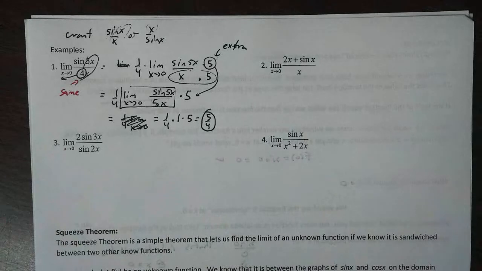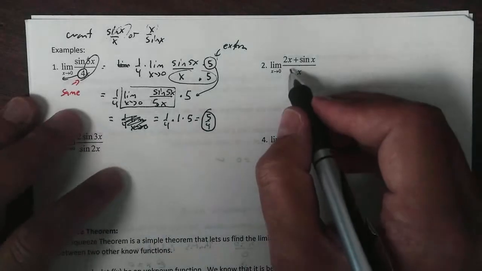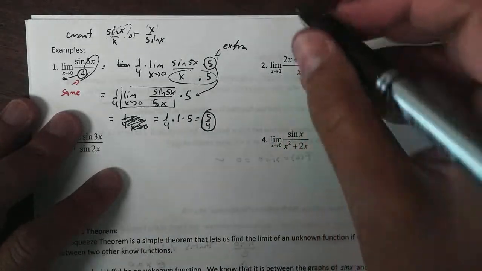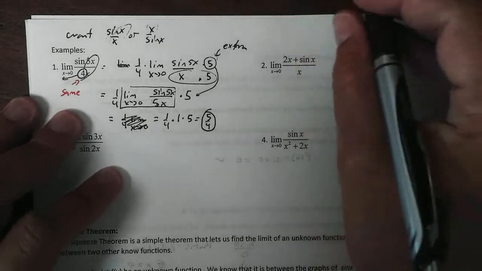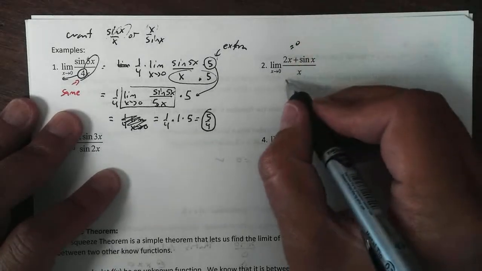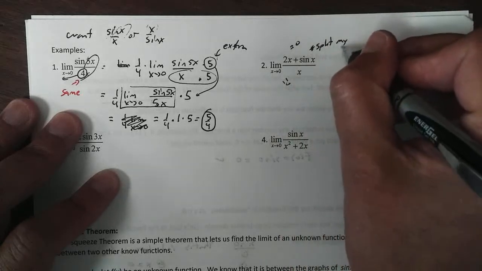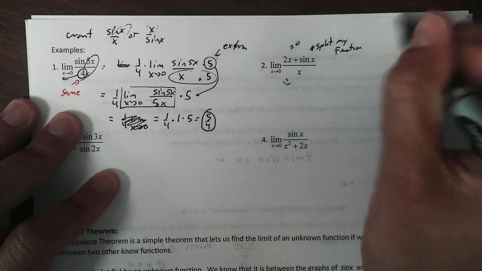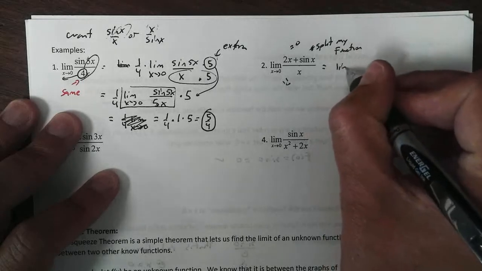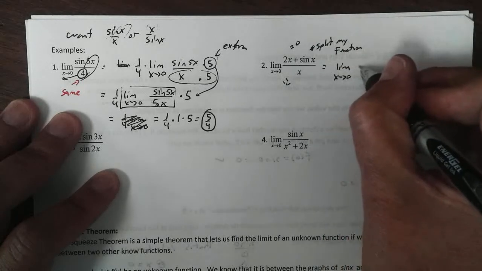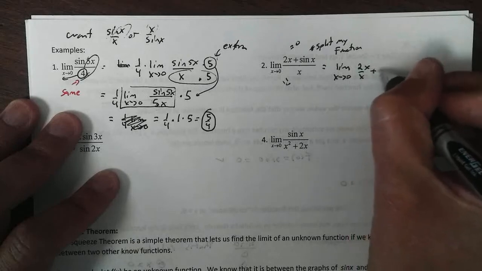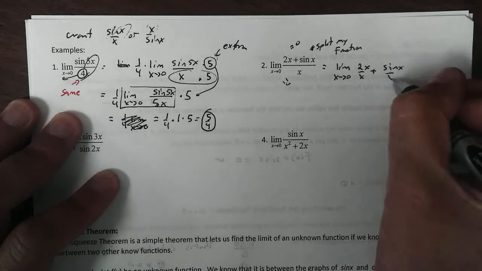If we take a look at an example like number 2, again, if I try this one, well, I can split my fraction. Again, if I try it, I get 0/0. So for this one, I am going to split my fraction. I'm going to write it this way. The limit as x goes to 0, 2x over x plus sine x over x.